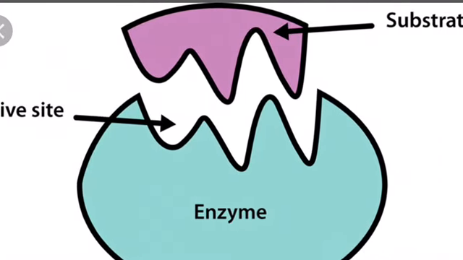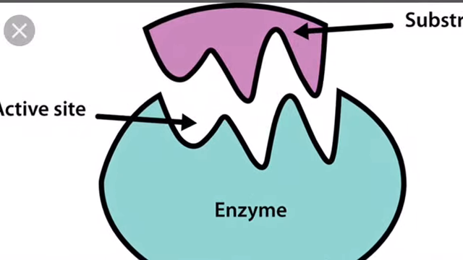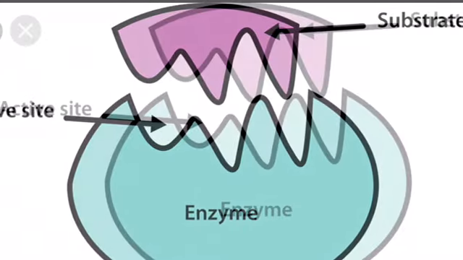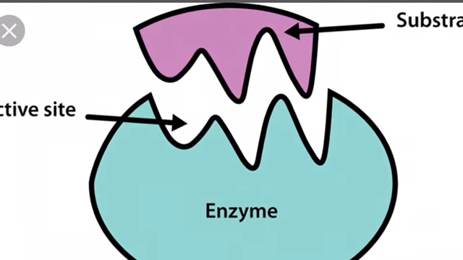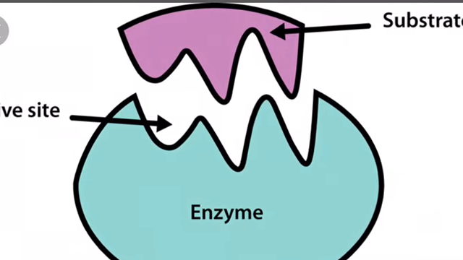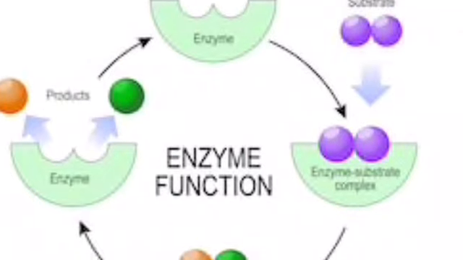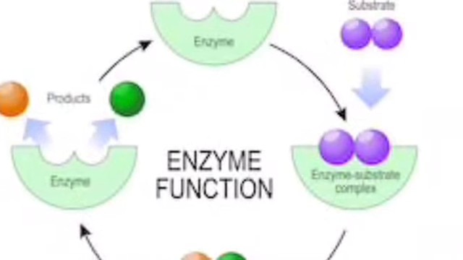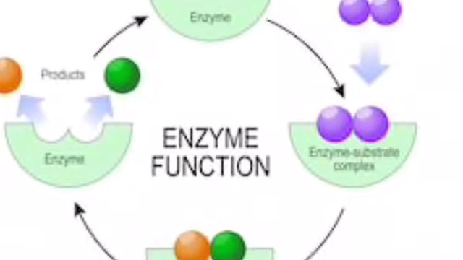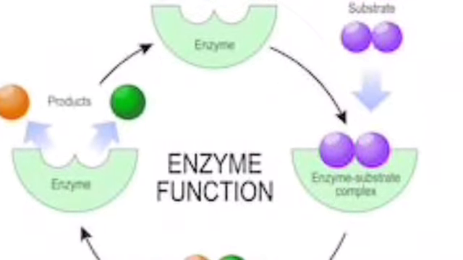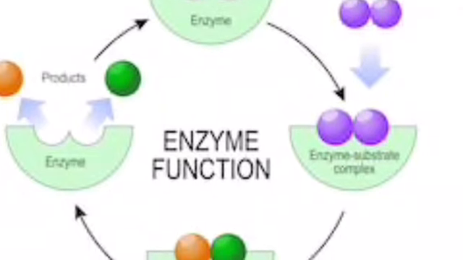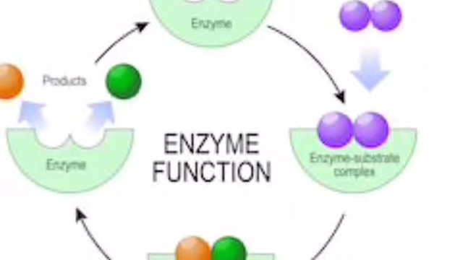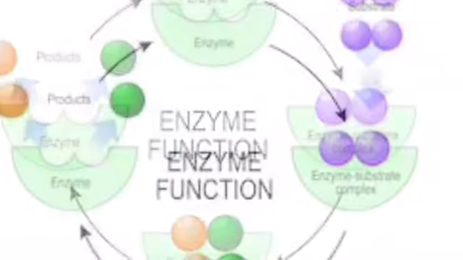I am also specific, which means that my active site has a specific three-dimensional shape that perfectly fits the three-dimensional shape of the substrate. I am also specific about two other things, pH and temperature, which means if the temperature is too high or low, or the pH is too high or low, I will denature, which means that I will change my three-dimensional shape.